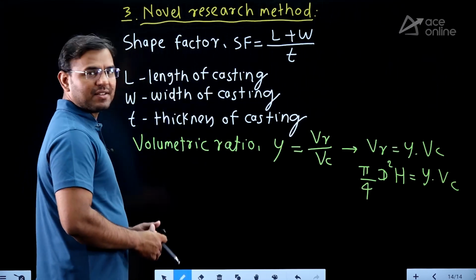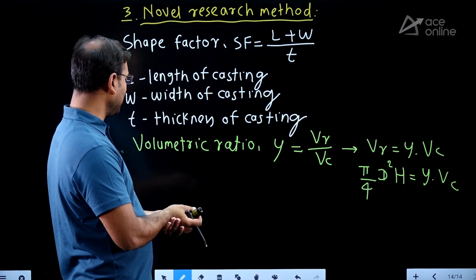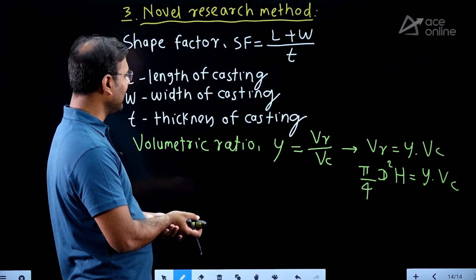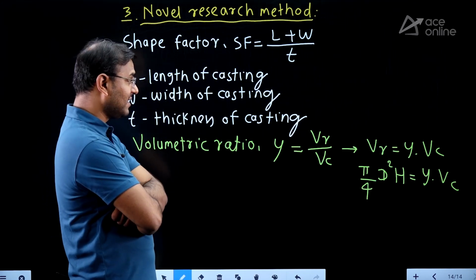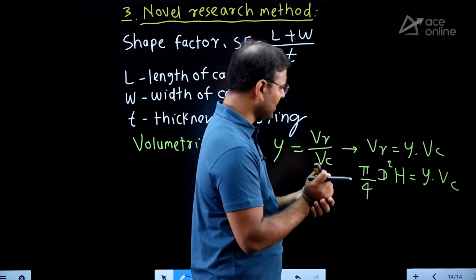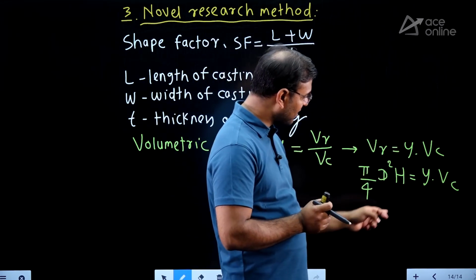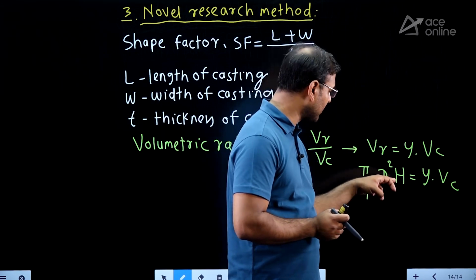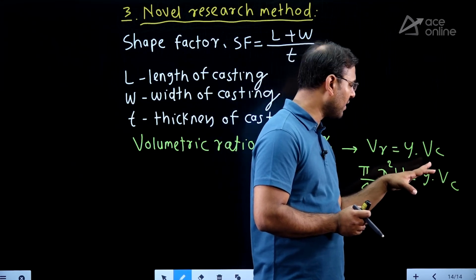Then what we have to calculate here: the volume of casting will be given, then how to get Y. When they give the dimensions of casting, we can get the volume of casting. Next is how to get that Y. Once we get Y, if it is a side riser, then we can put H equal to D. If it is a top riser, H is equal to D by 2, then it will be pi by 4 D cube by 2 is equal to Y into Vc.